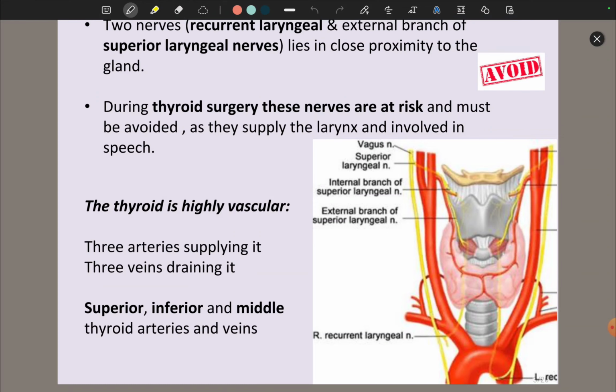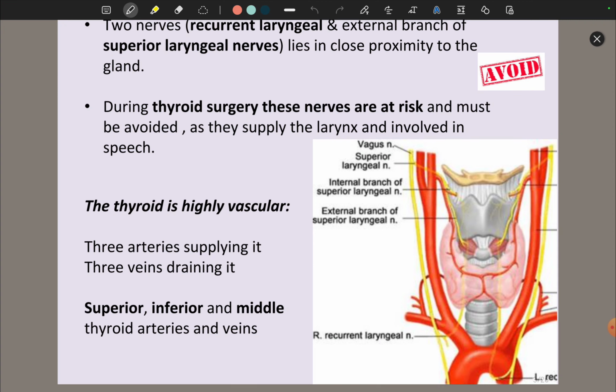There may be injury of these nerves that pass across the thyroid gland or pass over or near to the thyroid gland. And if in operation it may injure them and cause hoarseness. Why? These nerves are supplying the larynx, vocal cord, which cause sound production.